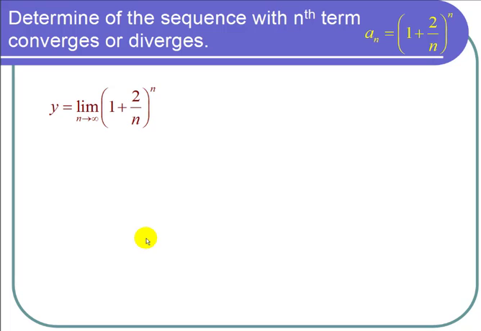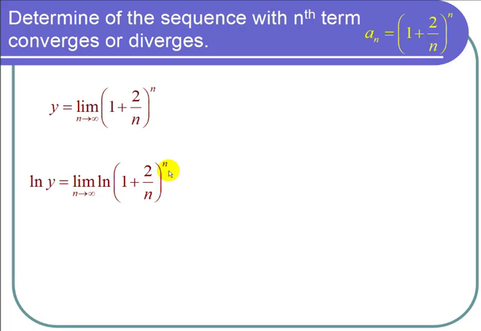And let's do that, and I'm going to set that equal to y. So I get y equals the limit as n approaches infinity of (1 plus 2 over n) to the nth power. Now I'm going to use a little trick. I have an exponent up here, and I can move the exponent over by taking a natural log of both sides. So I get the natural log of y is equal to the limit as n approaches infinity of the natural log of (1 plus 2 over n) to the nth power.